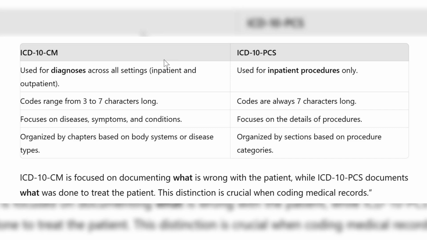First, ICD-10-CM is for diagnoses, basically, what's wrong with the patient. You'll use it in both inpatient and outpatient settings, from hospitals to doctors' offices. So whether it's a broken bone, a chronic illness, or a minor infection, ICD-10-CM helps you pinpoint and code the diagnosis. In contrast, ICD-10-PCS is all about procedures, what's been done to treat the patient. This system is only used in inpatient settings, like hospitals. If a patient undergoes surgery or another procedure during a hospital stay, you'll use ICD-10-PCS to describe what was done.